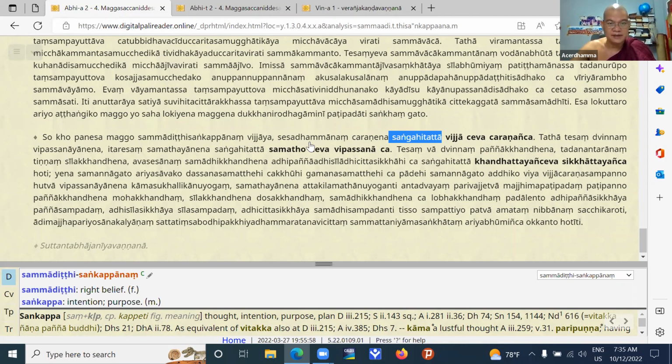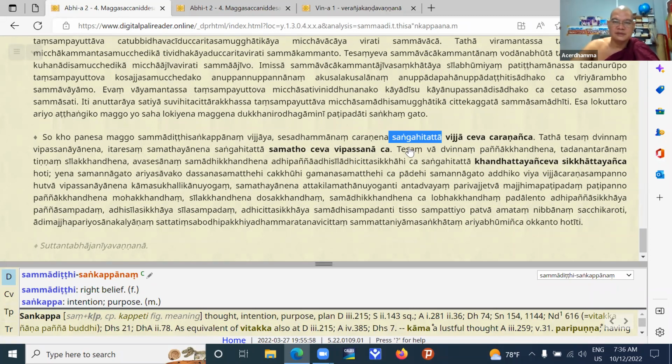Sesa dhamma, the remaining Magganga: Samma Vaca, Samma Kammanta, Samma Ajiva, Samma Vayama, Samma Sati, Samma Samadhi, the remaining six are included in Carana. That is Vijja Carana. Here, two belong to Vijja, the remaining six belong to Carana. Samma Ditthi and Samma Sankappa, these two are Vijja because they are wisdom. The others are Carana. Carana is like a leg: if you have a leg, you can go. If you want to go to the pagoda, you walk with your leg and you can reach there. So, leg is Carana.